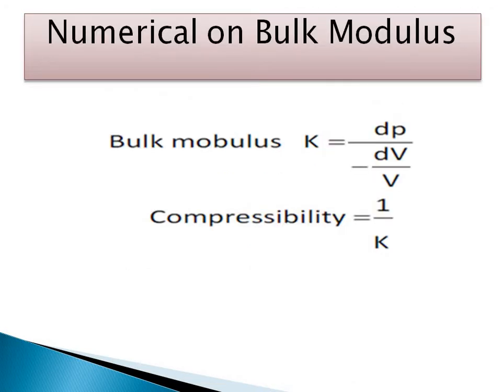Now numericals on bulk modulus. We have discussed what bulk modulus is. It is the ratio of change in pressure with respect to the ratio of change in volume with respect to original volume. And we know that the reciprocal of bulk modulus is compressibility.